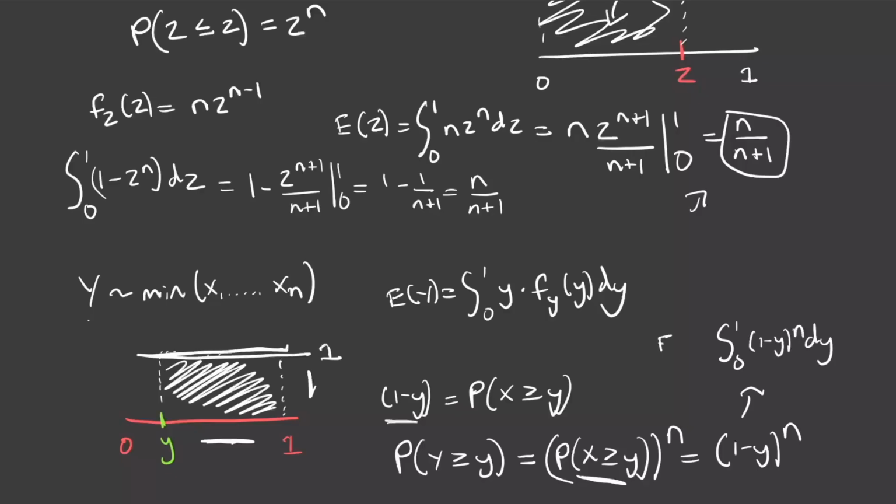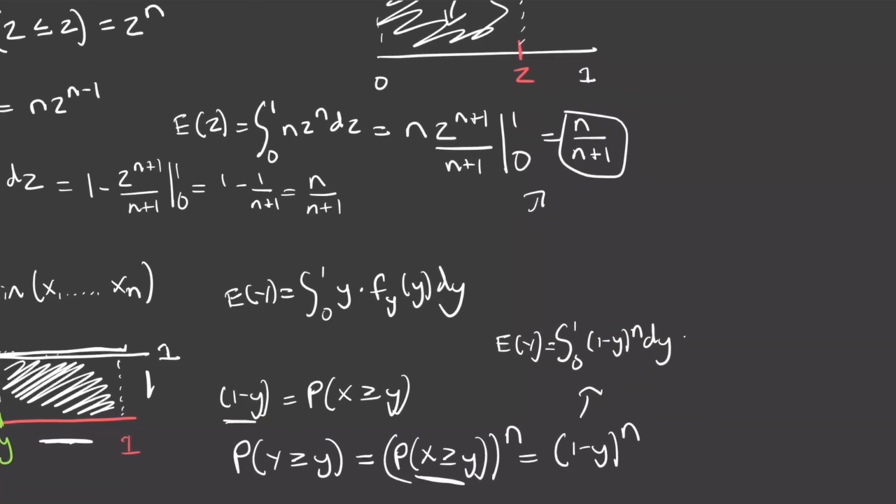This will be our expected value of y. So taking the integral of this, basically I'm going to take the antiderivative, which is just going to be negative (1 minus y) to the power of n plus 1, divided by n plus 1. It's going to be evaluated from 1 to 0.